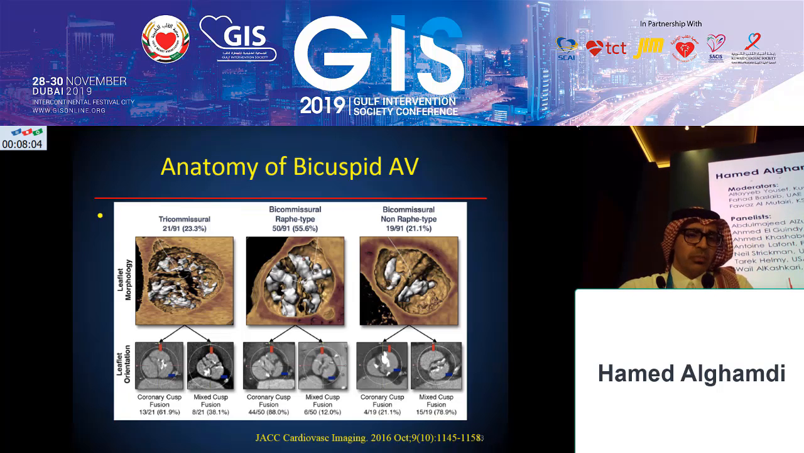When we're talking about this newly proposed anatomy of bicuspid aortic valve from a big TAVR group using CT, they basically make it simple. Either it's tricommissural or bicommissural, with raphe or without raphe. The commonest type would be the bicommissural raphe type, representing close to 56% of those patients.